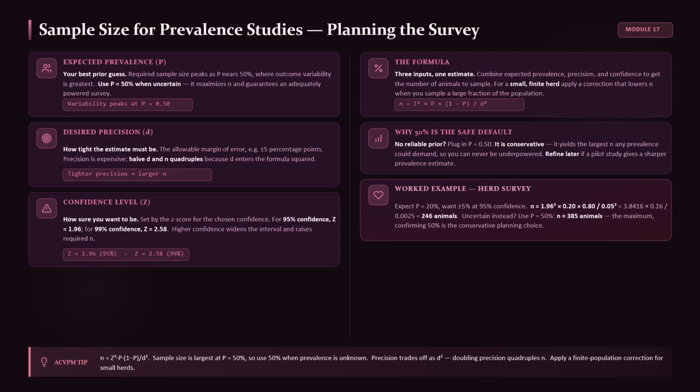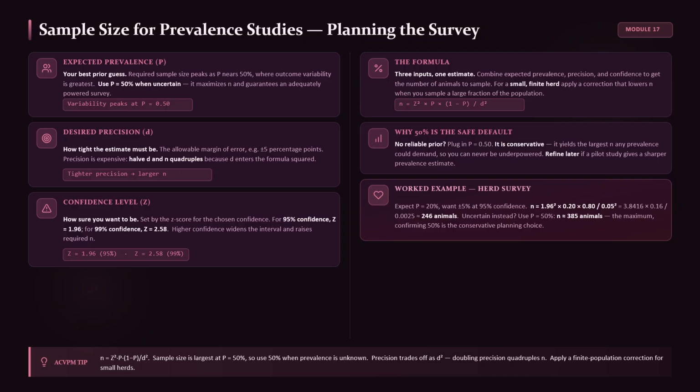That's where the outcome is most variable, so you need the most animals, which leads to the rule I want you to memorize. When you have no idea what prevalence to expect, use 50%. It's the conservative choice. It gives you the largest sample any prevalence could possibly require, so you can never end up underpowered.